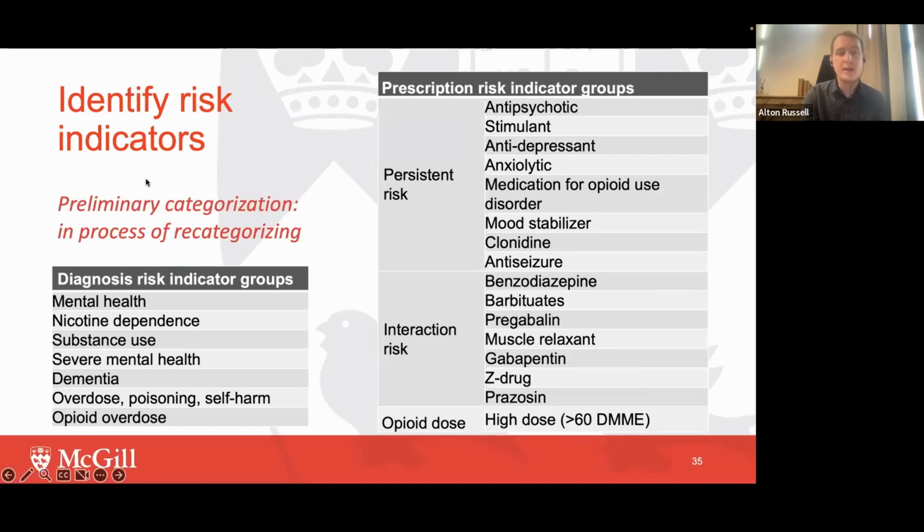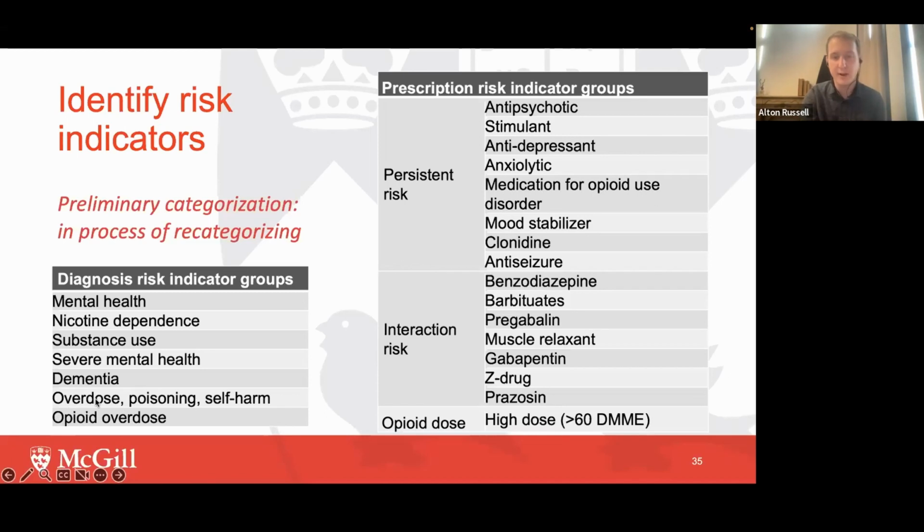We identified risk indicators based on diagnosis related to mental health, nicotine dependence, and other substance use, which includes opioids and alcohol. Severe mental health, which we broke out, includes things like bipolar disorder or psychosis conditions, dementia, and a history of overdose, including opioid overdose, which we actually lumped in.